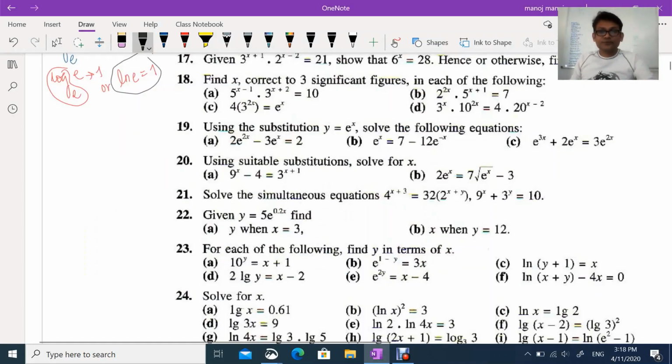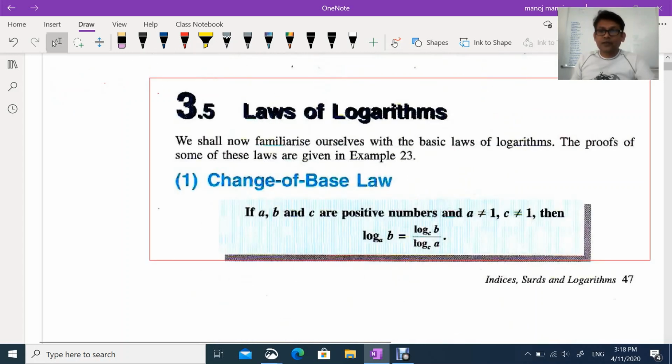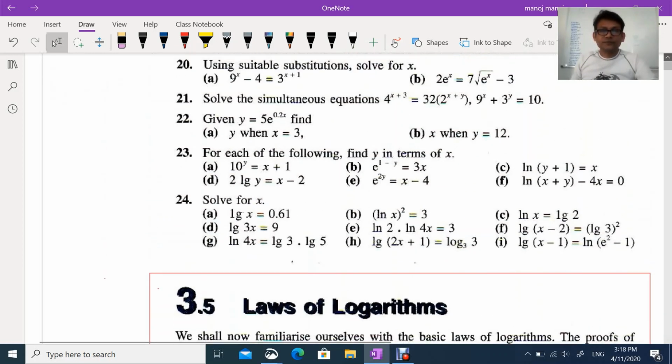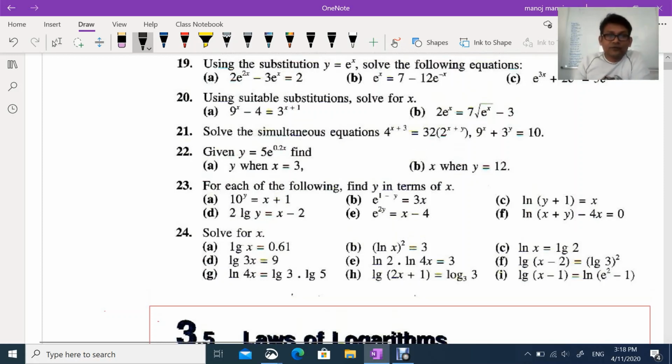Okay, moving to next part. Next part is question number 20, where I put the value of x here and then I can simplify, and maybe you need to apply log both the sides here. Oh, it's very simple. You have to use the calculator.